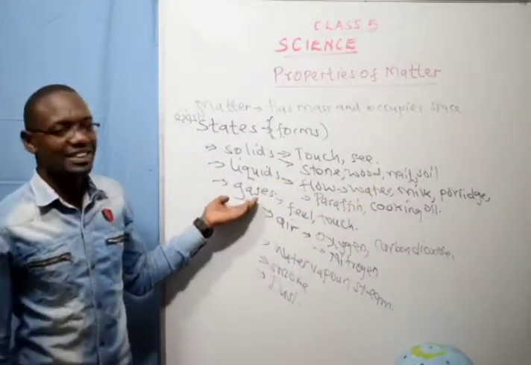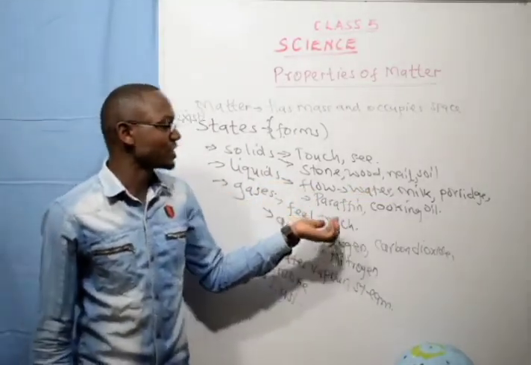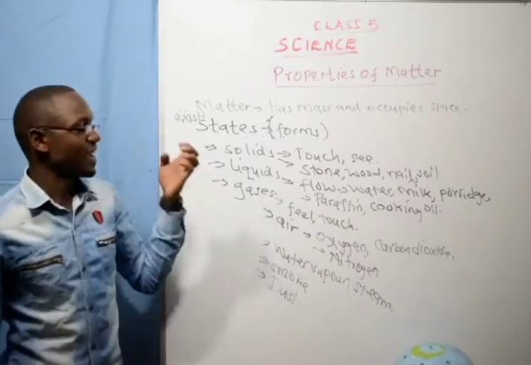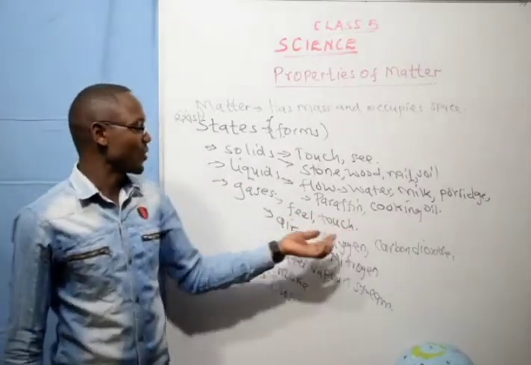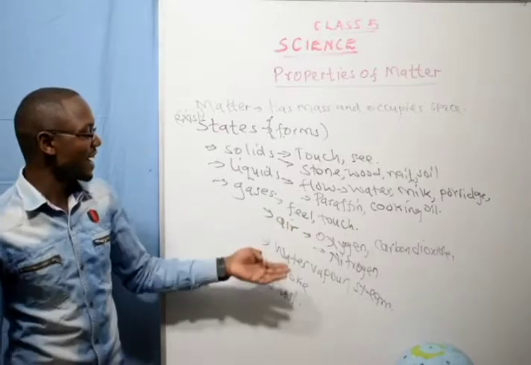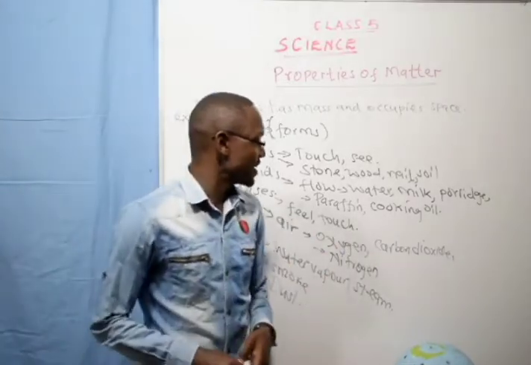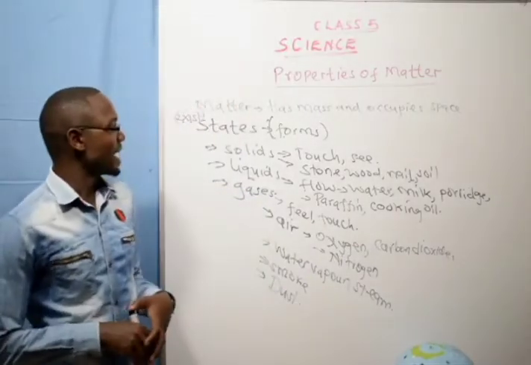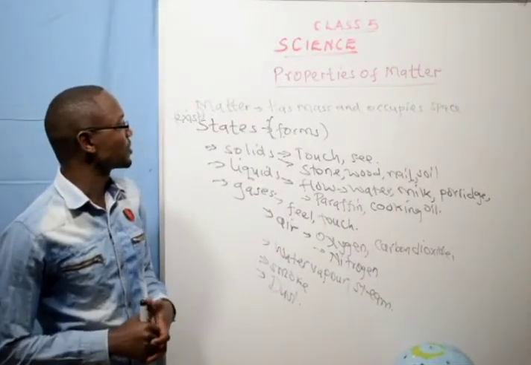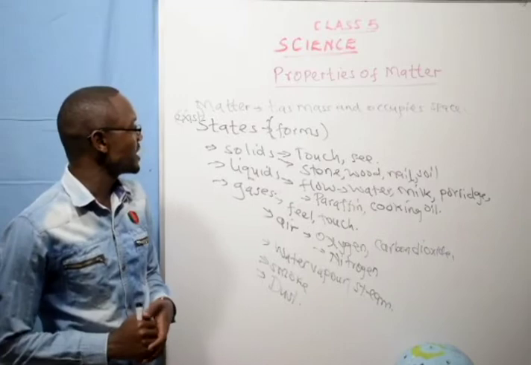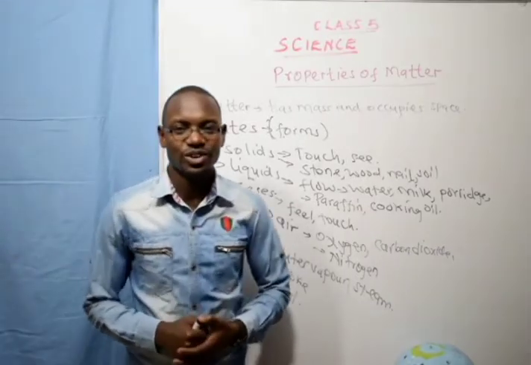And we say that gases are things that we can only feel. We cannot touch gases. We only feel gases. That is air, water vapor, dust, smoke, and other examples of gases. So those are the three states of matter that we are looking at today. And I wish you all the best. Thank you.